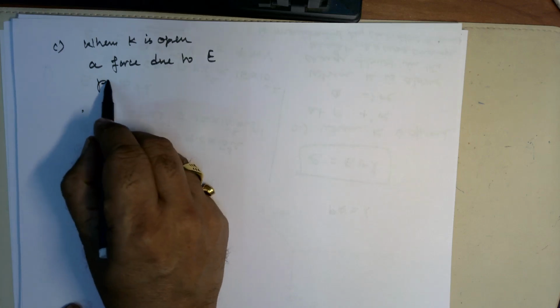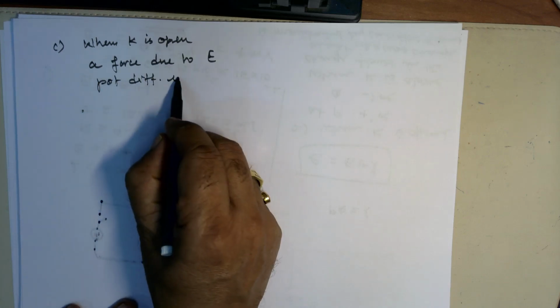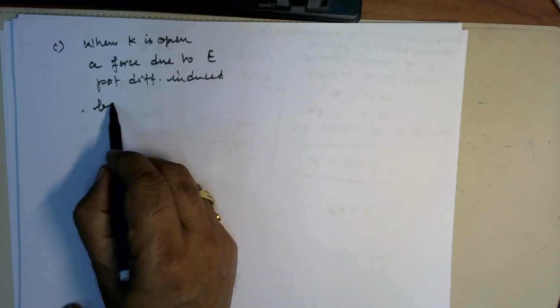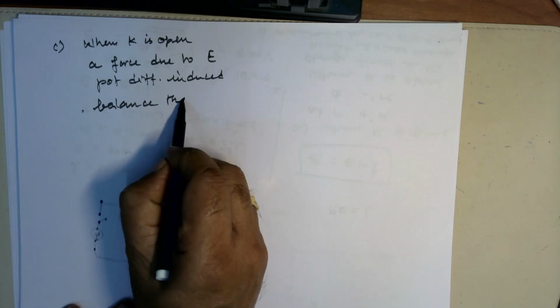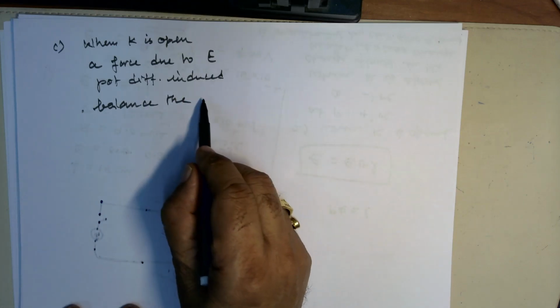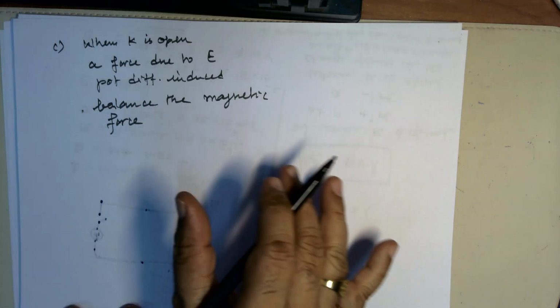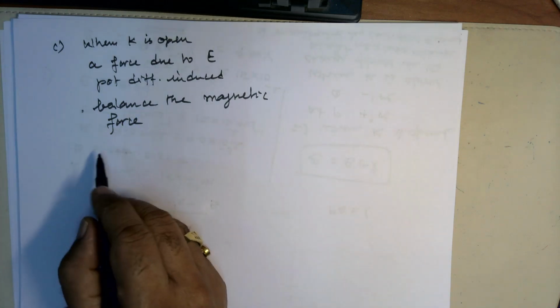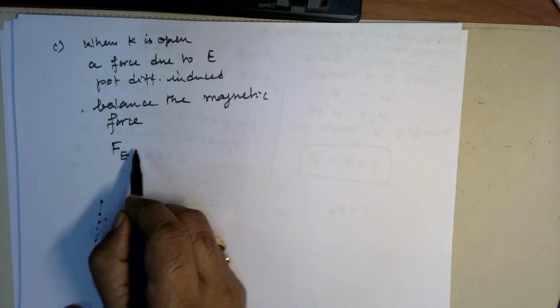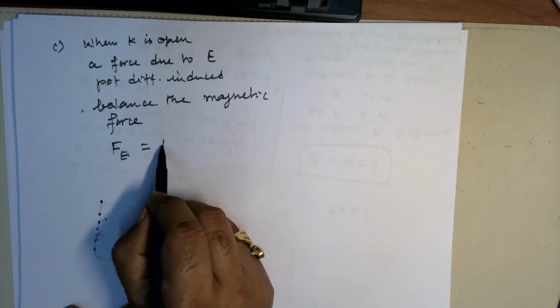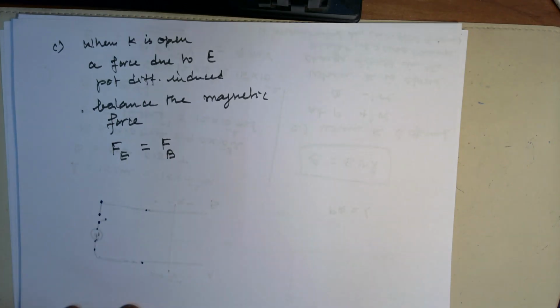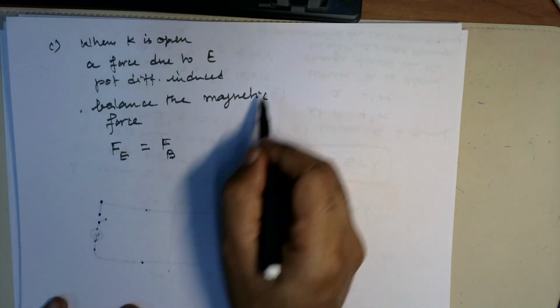So the potential difference induced balances the magnetic force. So it means there is an equation between electric force and the magnetic force. So the force due to the electric field, and what about this? The force due to the magnetic field, right? Got it? So we can call it, this is electric force and this is magnetic force.